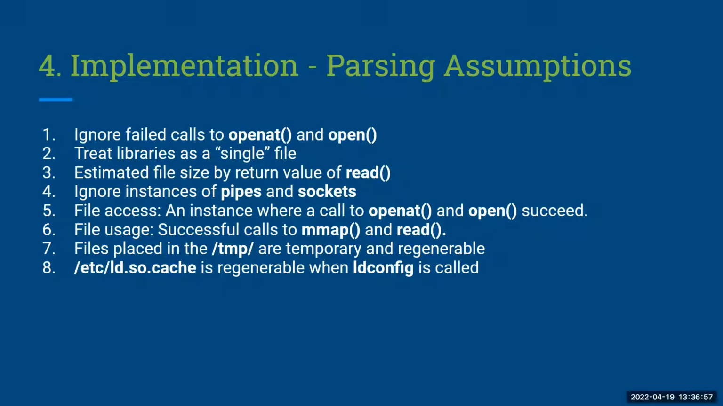We can estimate the size of a file by read. There are obviously better ways to do this, but if you're solely using strace, this is the best predictor of a file size. We ignored all instances of IPC, including pipes and sockets. We're only interested in files. For file access, we define this as an instance where a call to the openat or open function succeeds.